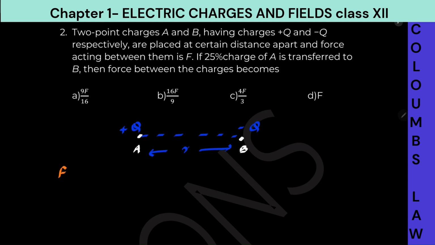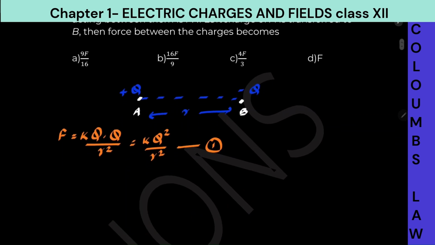Clear? Very simple question. So let's initially write what will be the initial force. The initial force F will be equal to K times charge on A times charge on B. Let me remind you again, we don't take the negative sign because of magnitude, whole divided by R square. So the initial force, when the charge was not transferred, is KQ square by R square. This is our equation number 1, where K is nothing but 1 by 4 pi epsilon naught.